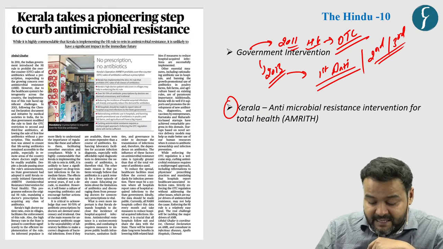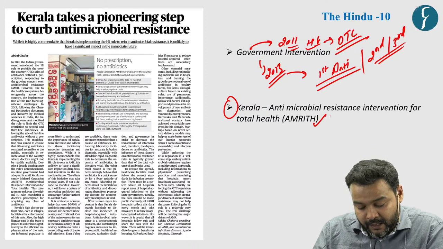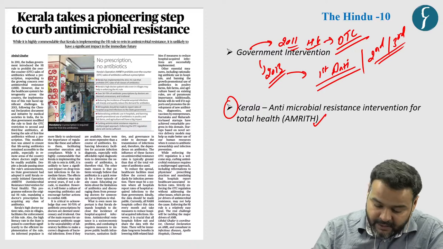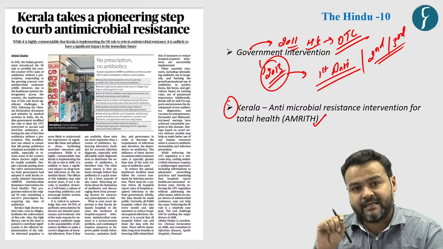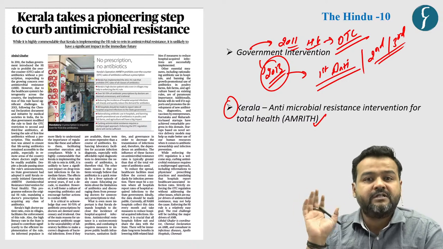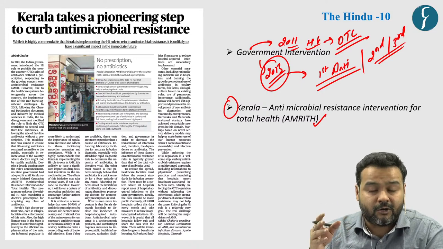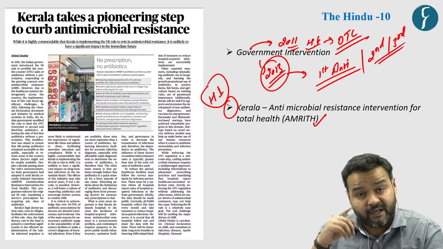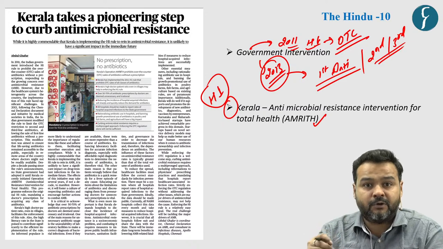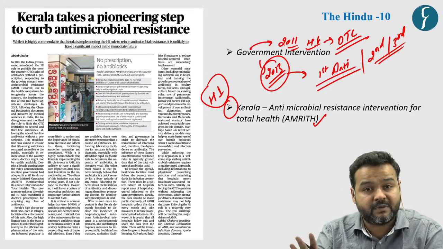The name is Antimicrobial Resistance Intervention for Total Health, that is AMRIT. Now, what has the Kerala government done? Here you can see in 2013, there was a regulation, a suggestion, that first-line antibiotics are allowed, while second and third are not allowed. None of the state governments applied this suggestion or regulation. So Kerala is going to be the first, and Kerala came up with the H1 rules, which were given in 2011. So the Kerala government has put a blanket ban on any kind of sale of antibiotics without a prescription. You must have a prescription to get an antibiotic in Kerala.